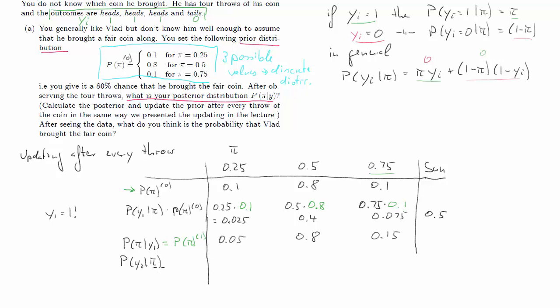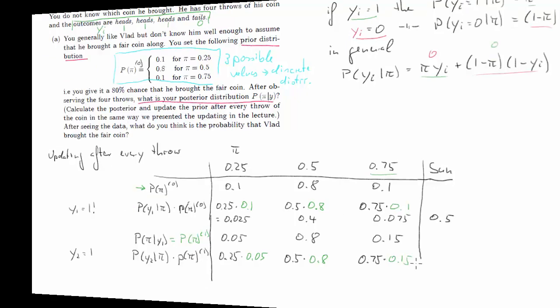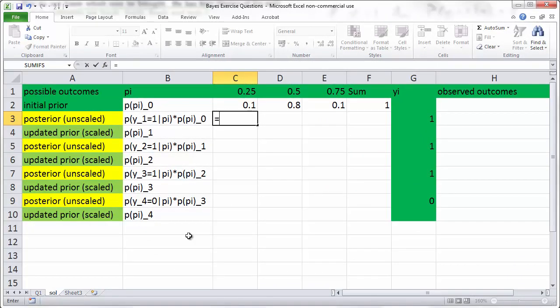So let's update using the second throw. Again, it's a head, so yi is equal to 1. So we want to calculate the product of the likelihood times the prior after the first throw. So it's 0.25 times 0.05, 0.5 times 0.8, and 0.75 times 0.15. So the first, the black values, are always the likelihoods. The second are the priors.